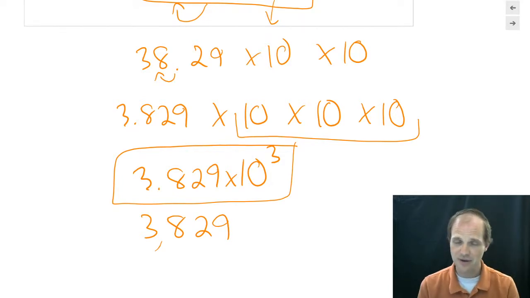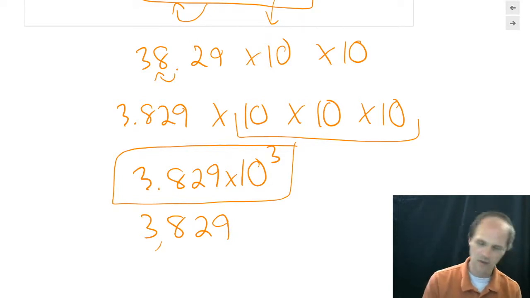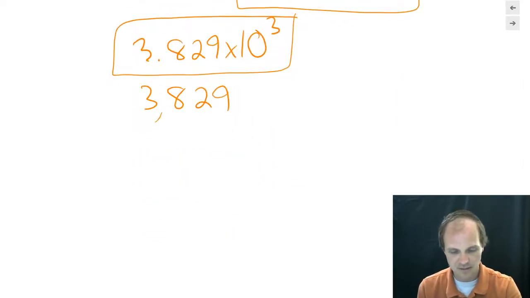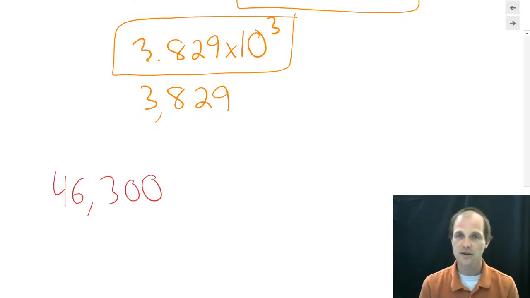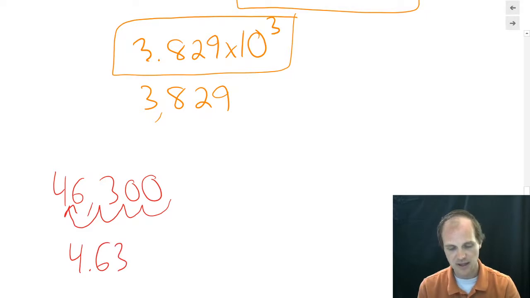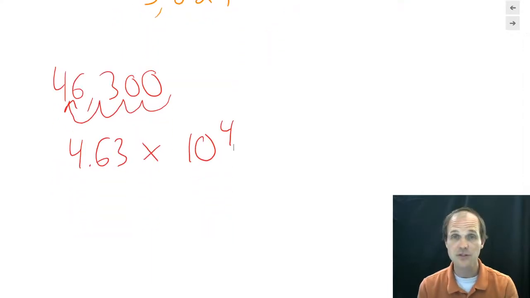Now, like I said, we don't have to go through every time and do the move it one, multiply by 10, move it one, add a 10, move it one, add a 10. We can just count how many times we moved it. So if I write the number 46,300, what I can do is just move the decimal point over and count how many times I move it. And that count becomes my exponent. So let's see here. I'm going to move it over 1, 2, 3, 4 spots. And that gives me 4.63. And since I moved it over 4 spots, I'm going to write times 10 to the 4th. And those two ways of writing 46,300 are entirely equivalent.